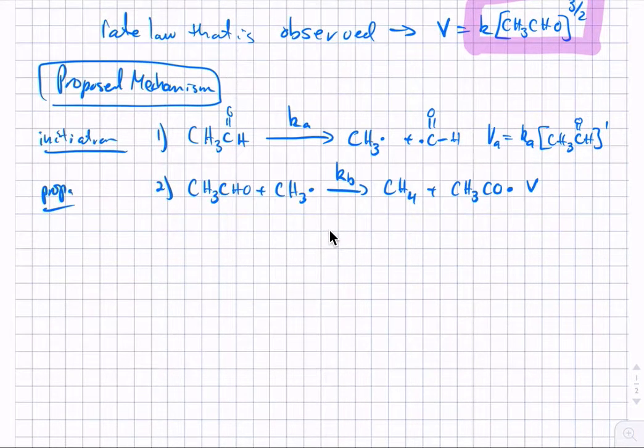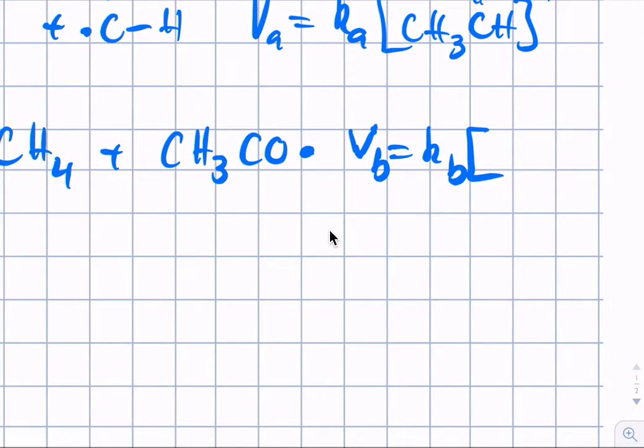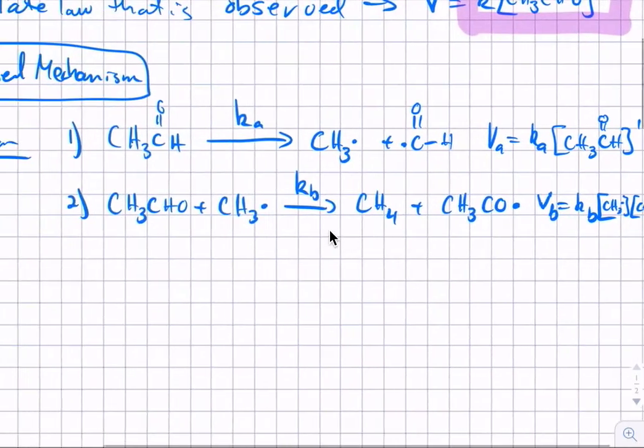And this rate law will be Vb equals Kb. Now this will be second order, and we'll put it in terms of the radical and the aldehyde, CH3CHO. So that's a second order reaction.